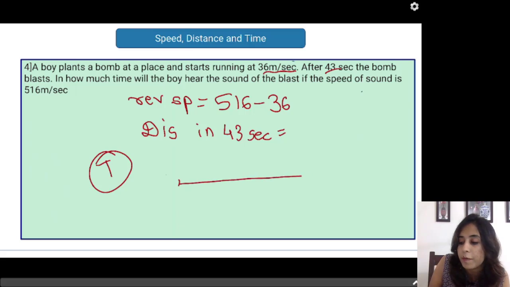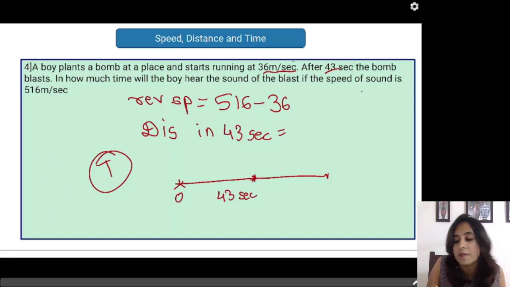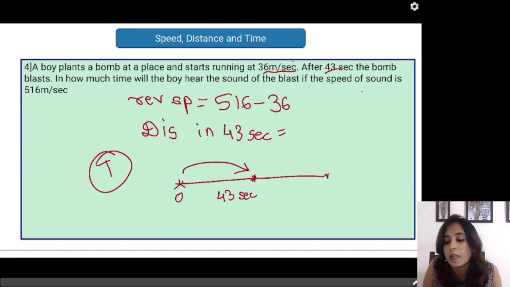If I want to depict it in a diagram, the boy is here at time 0, placing that bomb. At time 43 seconds, he is going to be at this place. And the sound has to travel this particular distance. The boy is also running in the direction of the sound. So I have to find the relative speed, which is the difference between the two speeds.